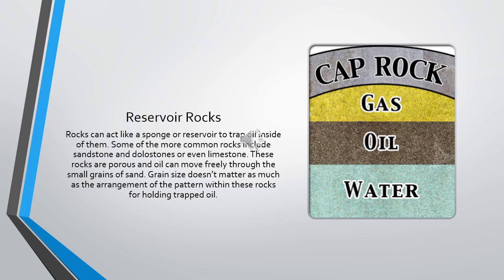Reservoir rocks. Rocks can act like a sponge or reservoir to trap oil inside of them. Some of the more common rocks include sandstone and dolostones, or even limestone. These rocks are porous, and oil can move freely through the small grains of sand. Grain size doesn't matter as much as the arrangement of the pattern within these rocks for holding the trapped oil.